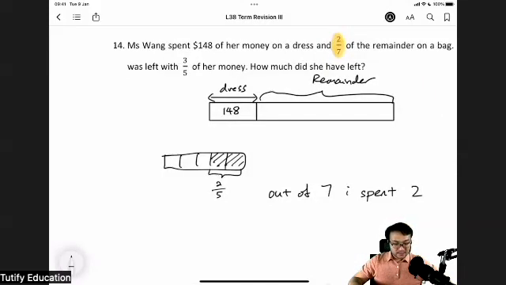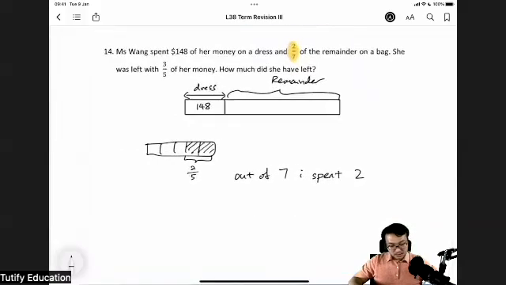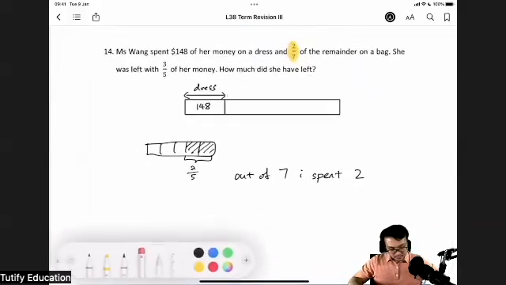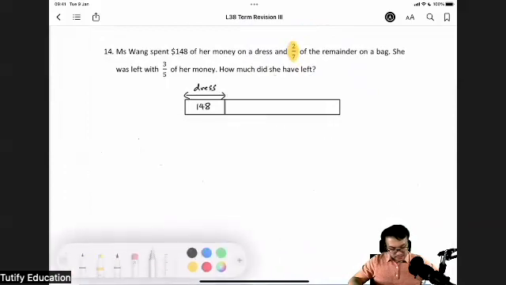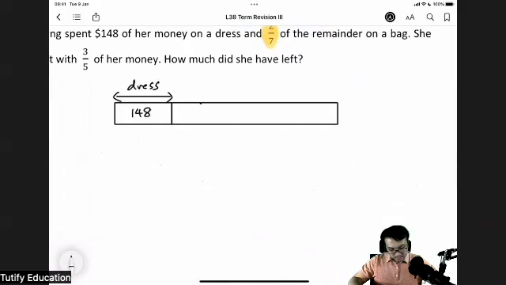7. Yes. Okay, so I'm taking the remainder and I'm going to divide the remainder into 7 units. Okay, so let's divide the remainder into 7 units like this. And I'm going to spend 2 out of the 7 units buying a bag.